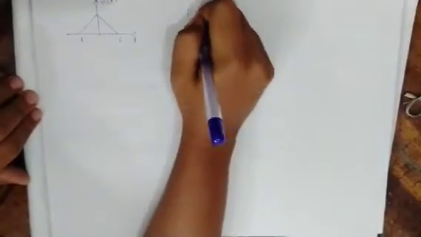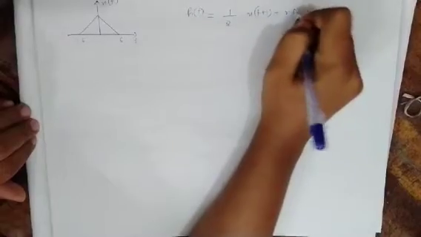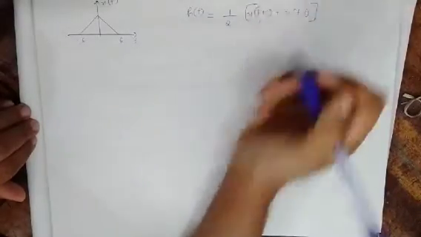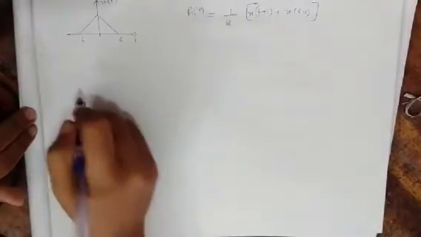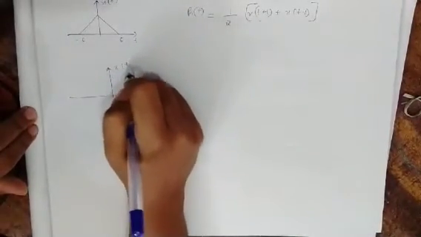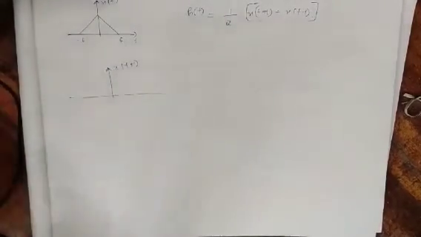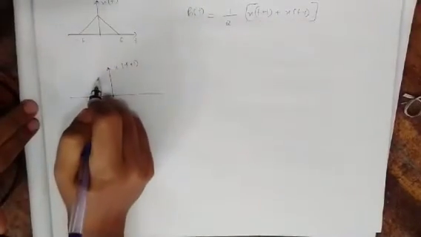So x of t is this, 6 to minus 6 x of t, okay, and our h of t, that is what we are going to find out. h of t is equal to half into x of t plus 1 plus x of t minus 1, okay. Now x of t plus 1 is going to be shifted to the left hand side by 1 unit, that is, it will look like this.